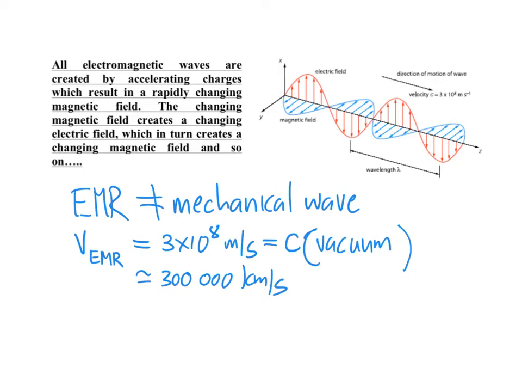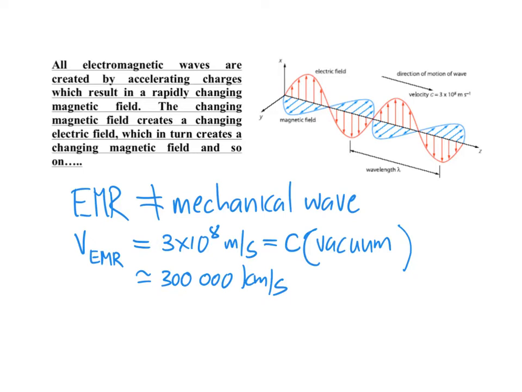Now that is extremely fast. No matter can travel faster than the speed of light according to Einstein's theory of relativity. To give you an idea of how fast this is, the circumference of the Earth is approximately 40,000 kilometers. So traveling at 300,000 kilometers per second, light can circle the Earth 7.5 times in 1 second. So this is an extremely fast speed.